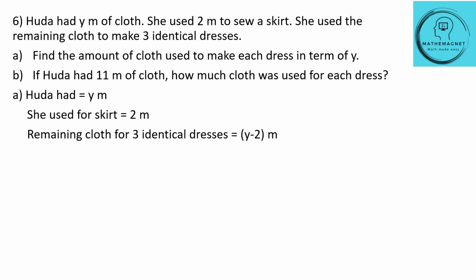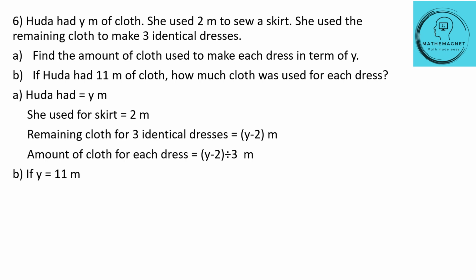The question here is, find the amount of cloth used to make each dress. We know she made 3 dresses and all 3 together she used y minus 2 meters. So for one dress she will use y minus 2 divided by 3 meters. Now as per question B, if she had 11 meters, that is if y is equal to 11 meters, how much cloth was used for each dress?